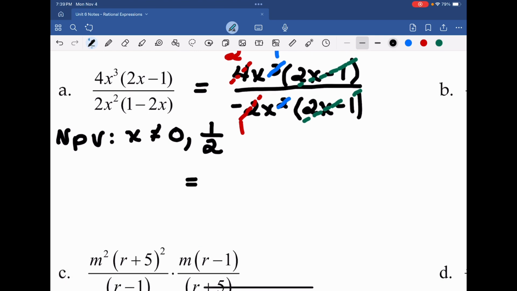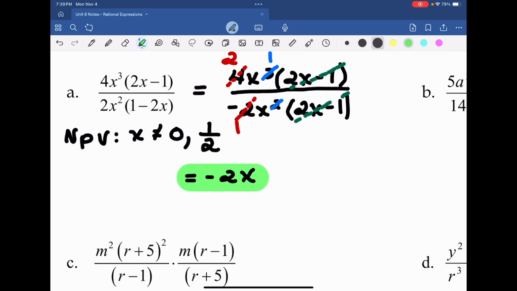This is a final answer equal to negative 2 divided by 1, which we don't really have to put. And then there was 1x in the numerator. So therefore, it's negative 2x is the final solution.